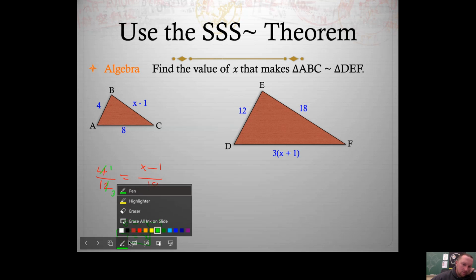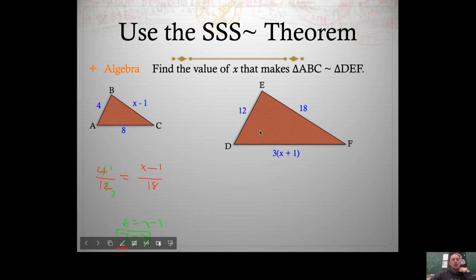We're going to do the same thing. Oh, actually, no, we don't need to do the same thing. We could find these lengths if we wanted to at this point. If x is 7, then we know 7 minus 1 is 6. If x is 7, 7 plus 1 is 8. 3 times 8 is 24. So we know these lengths, and we can check this.